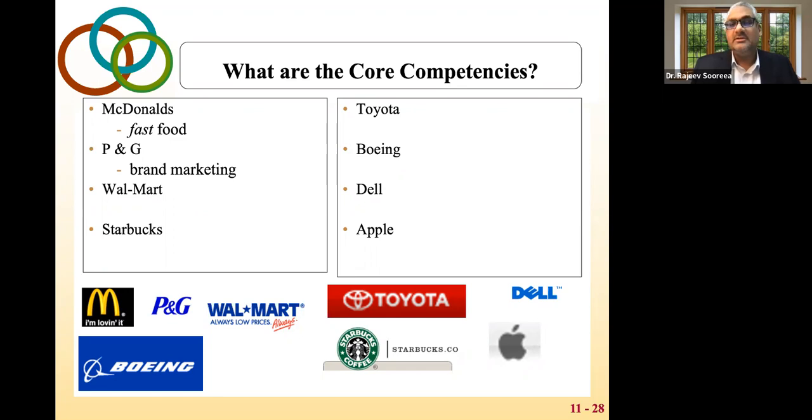Procter & Gamble, it's all about brand marketing, right? The focus on brands. This is a huge company. They have brands pretty much everywhere for everything, from shampoo to soap to perfume to toiletries to everything.